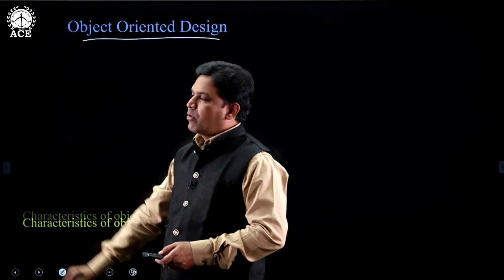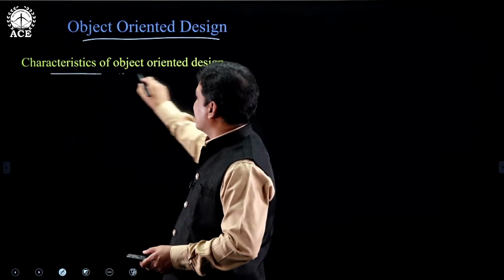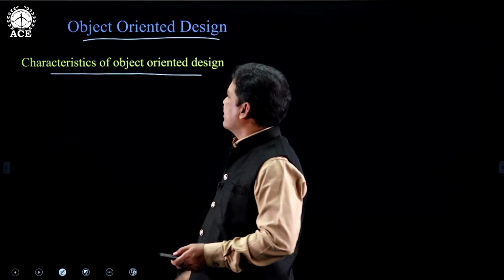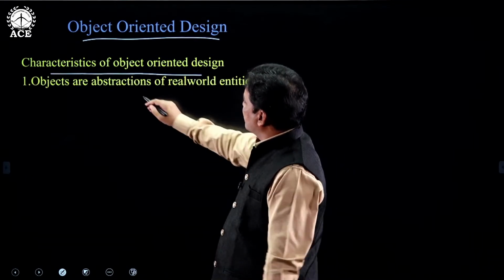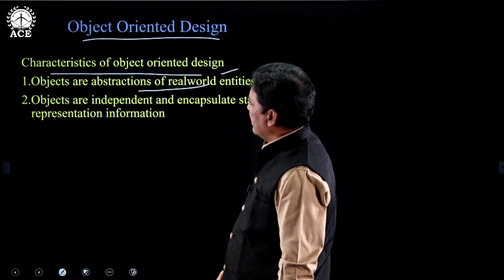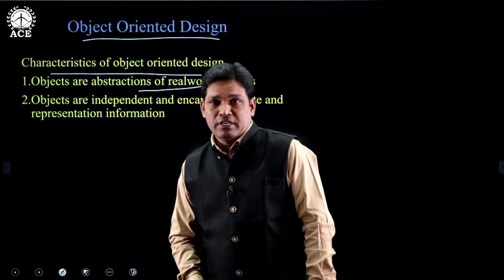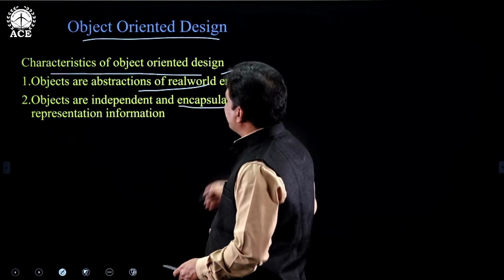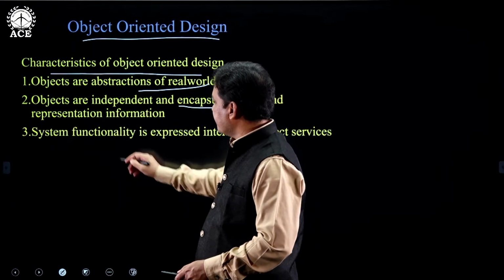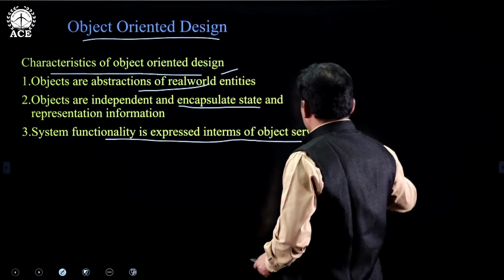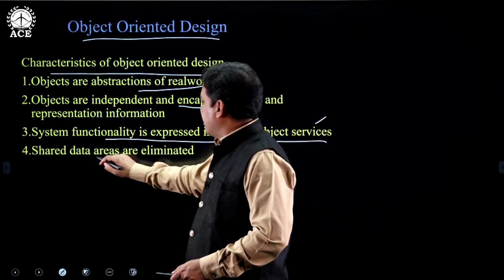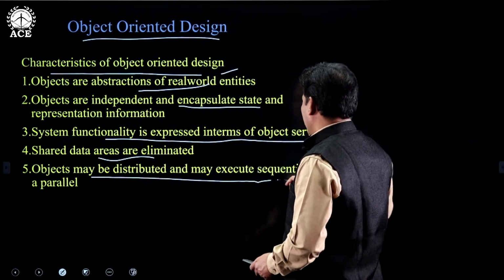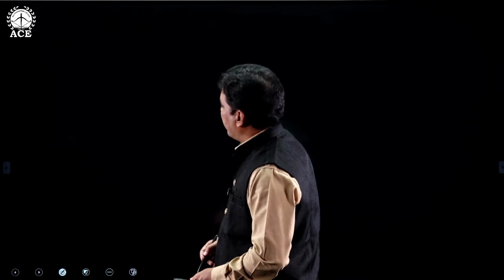Object-oriented design, what is the importance of object-oriented design? What are the characteristics? Object-oriented design is a collection of objects and classes. Objects are abstractions of real-world entities. Objects exist physically, whereas classes exist logically. Objects are independent and encapsulate state and representation information. System functionality is expressed in terms of object services. Shared data areas are eliminated. Objects may be distributed and may execute sequentially or in parallel.